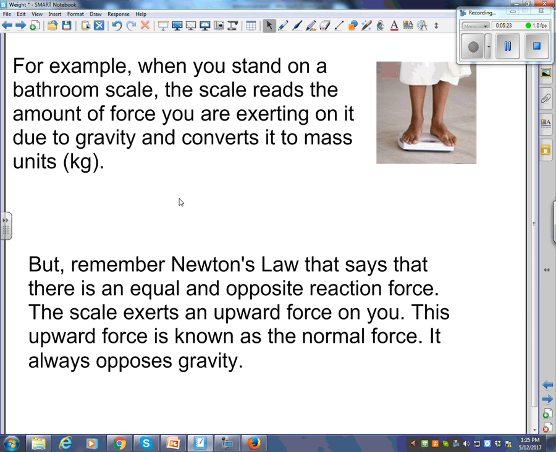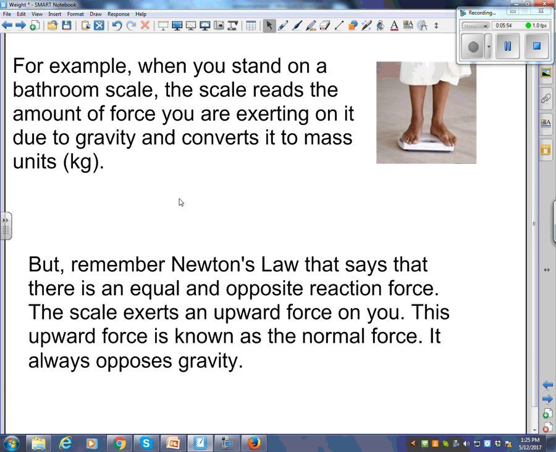But this weird bathroom scale measures it in newtons. So the scale is measuring how much force I am exerting on it because gravity's pulling me down and pushing me against the scale. Newton's law says there's an equal and opposite reaction force. The scale has to exert an upward force on me. If my weight is 800 newtons, how much is the scale pushing on me, Leo?